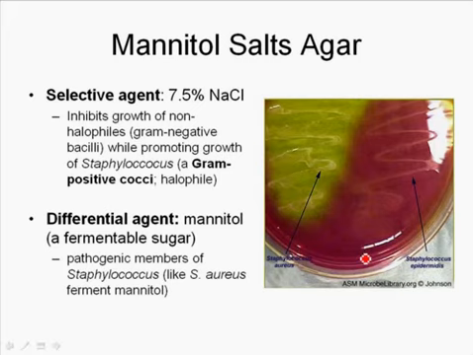So let's give you 3 different examples of what I think are classic selective and differential media. First, mannitol salt agar. We're going to use this one in the laboratory. There's both a selective part and a differential part to mannitol salt agar. Let's first talk about what the selective agent in this plate is. Within the agar, we've set up 7.5% NaCl. We've set up high salt conditions.